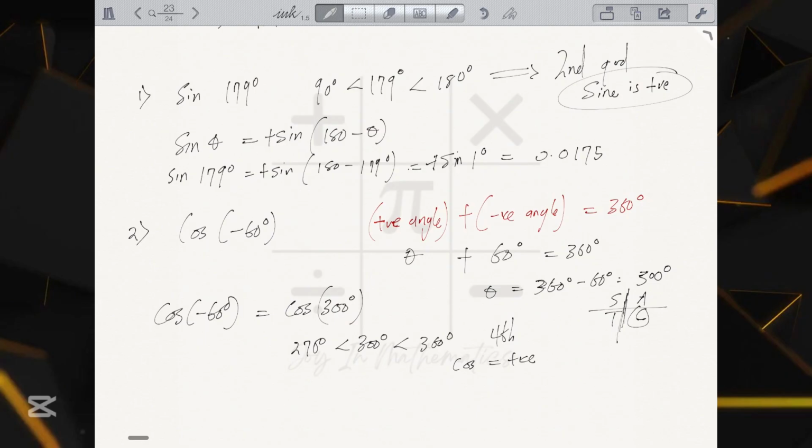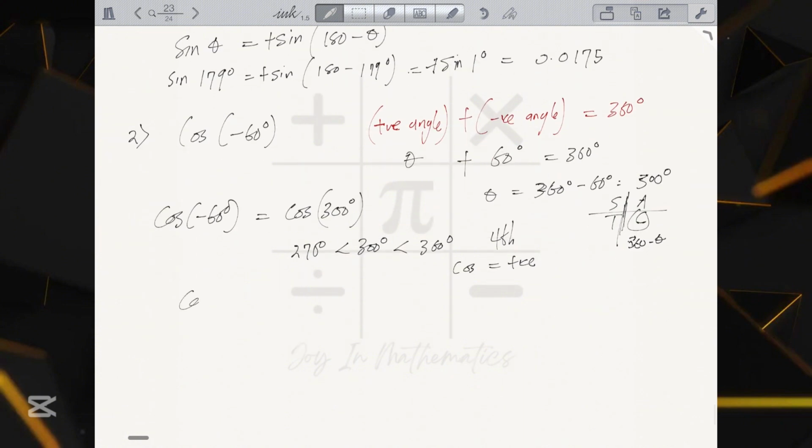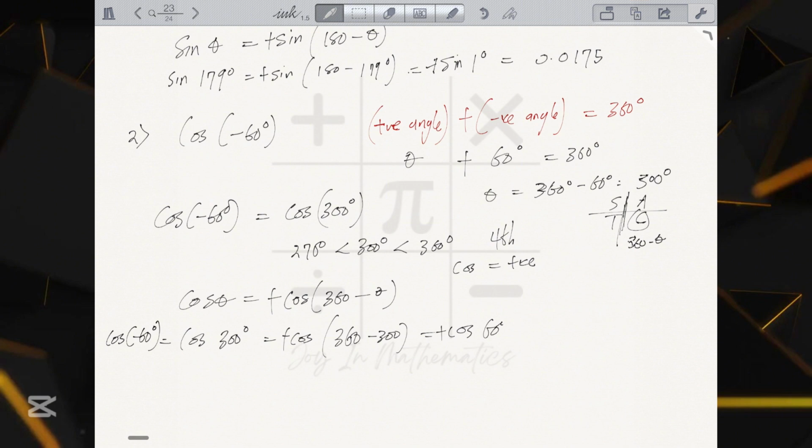Now, the acute angle formula in the fourth quadrant is 360 minus theta. So cos theta is equal to cos of 360 degrees minus theta. The theta in this case is the positive angle, which is 300. So cos 300 degrees, the same thing as cos minus 60 degrees, is equal to positive cos of 360 minus 300. So this will give us positive cos 60 degrees, and positive cos 60 degrees is equal to positive 0.5.